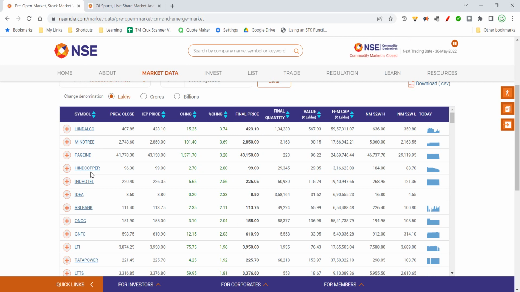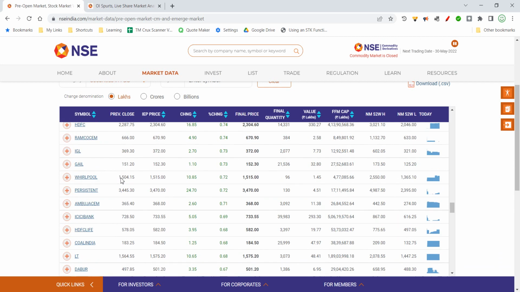Okay, and just keep it in your mind, Hindalco, Mindtree, Page Industries, Hind Copper were the top 4 gainers between 9 to 9:15. This is the pre-open data. All right, I'm not looking at what has happened after the market has opened from 9:15 to 9:30. I'm more interested in what has happened before the market opened. So Hindalco, Mindtree, Page Industries, and Hind Copper, these 4 stocks, just keep it in mind.